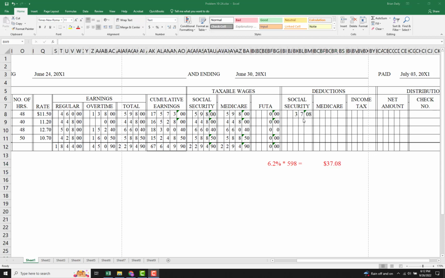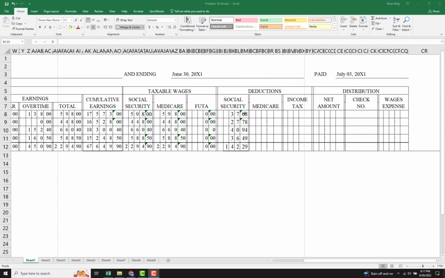So we put that on the form, and then we do a similar calculation for all of the remaining employees' taxable earnings for Social Security. I'm going to pause the video for a second. You can try that on your own and check your results against mine. So I'm back with those amounts, and you can check your results against mine. And then lastly, I just need to add those deductions from Social Security up and show the total on my form.